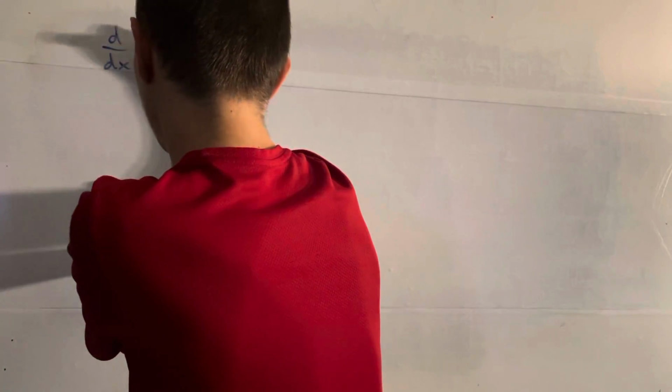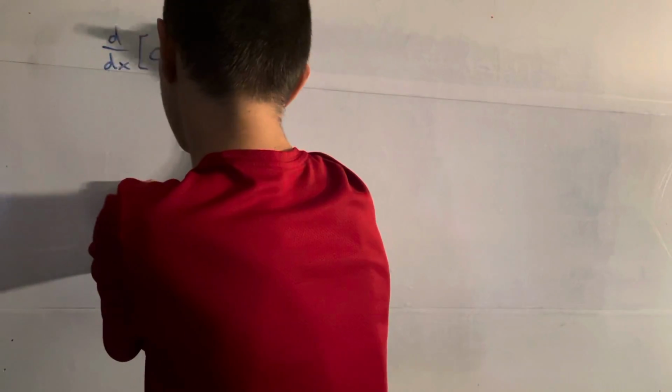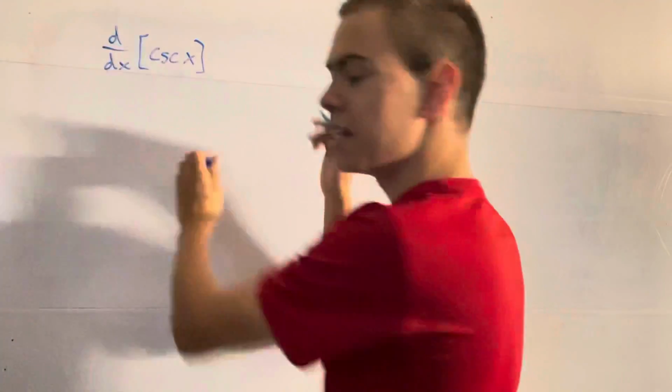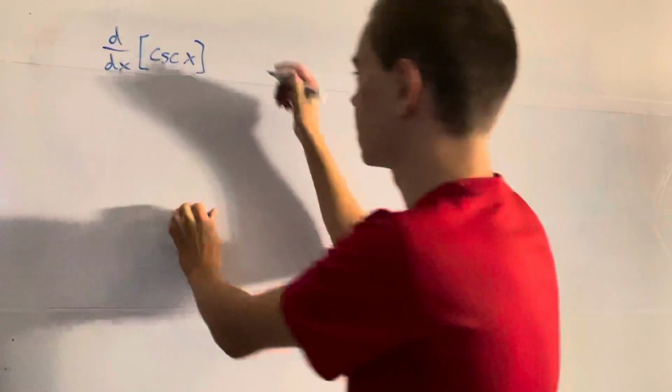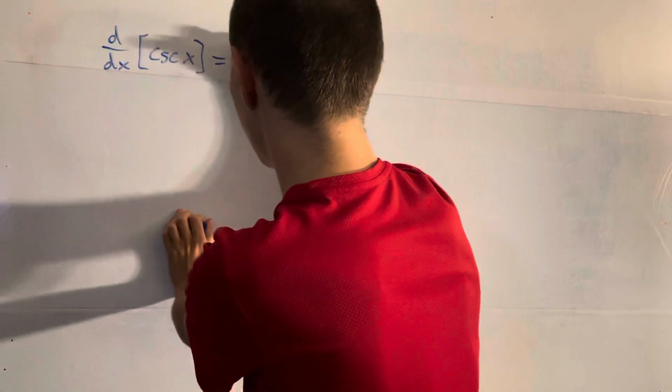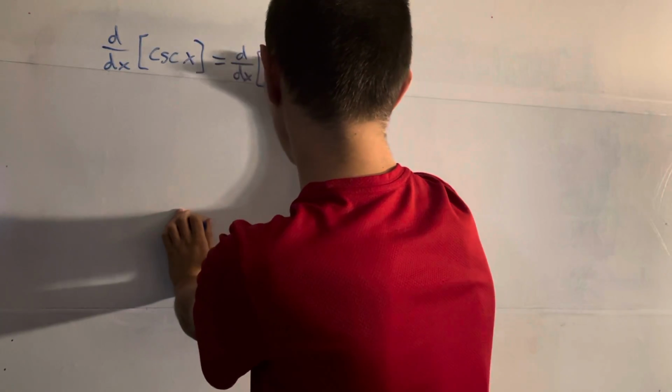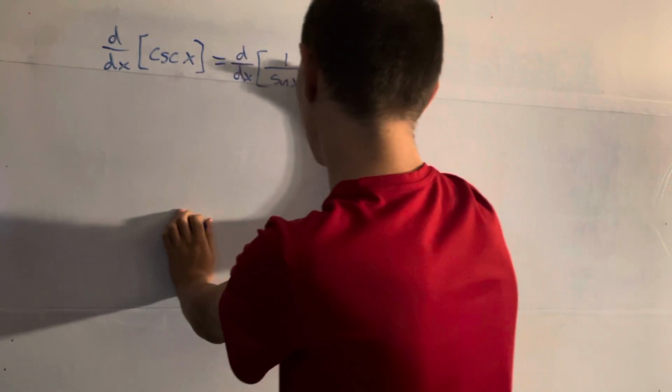In this video, we are going to derive the derivative of the cosecant of x. Now, pretty much that means we're finding the derivative of the cosecant of x. Now, we know that the cosecant of x is equal to 1 over the sine of x. So that's just pretty much what we're going to write it as. So this is equal to the derivative of 1 over the sine of x.